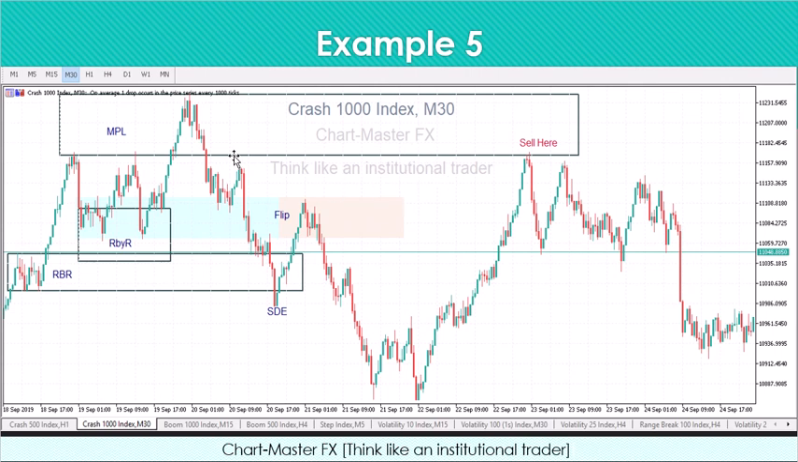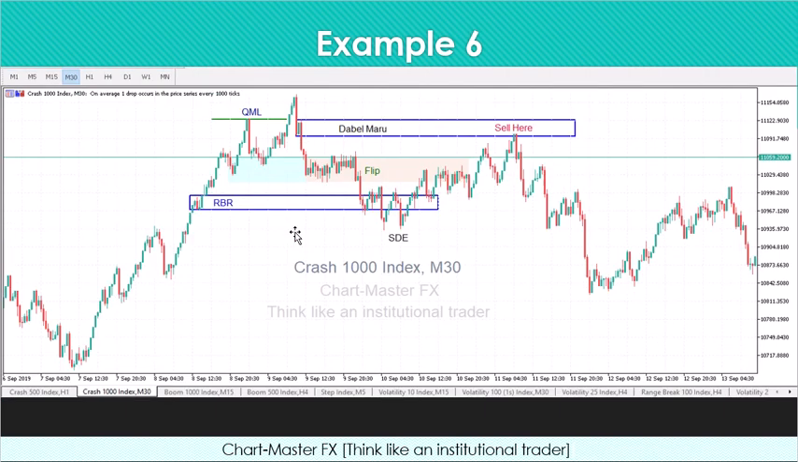So guys, yeah, you need to select and see which one is the best for you to take a trade. In this case, you can see that the price, when it came back to the QM level, it actually respected it and it went down. So this is an example of SDE with PA, the PA in type of a flippy. So let's go to example number 6.